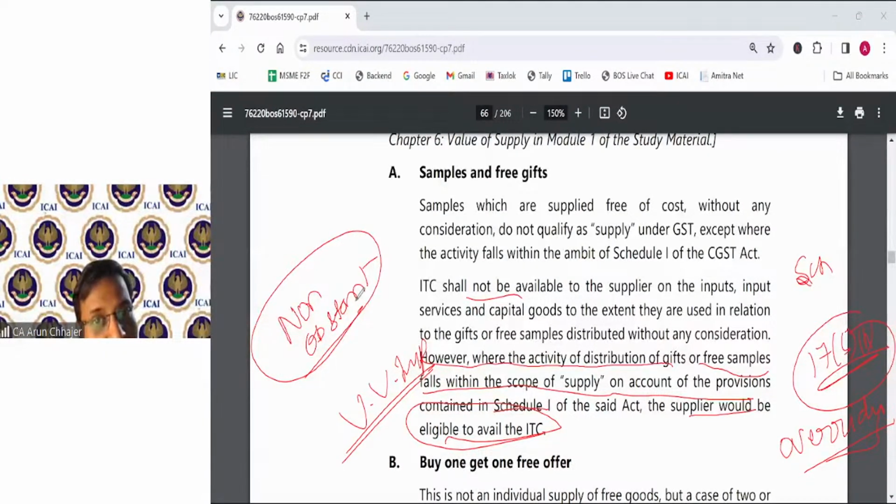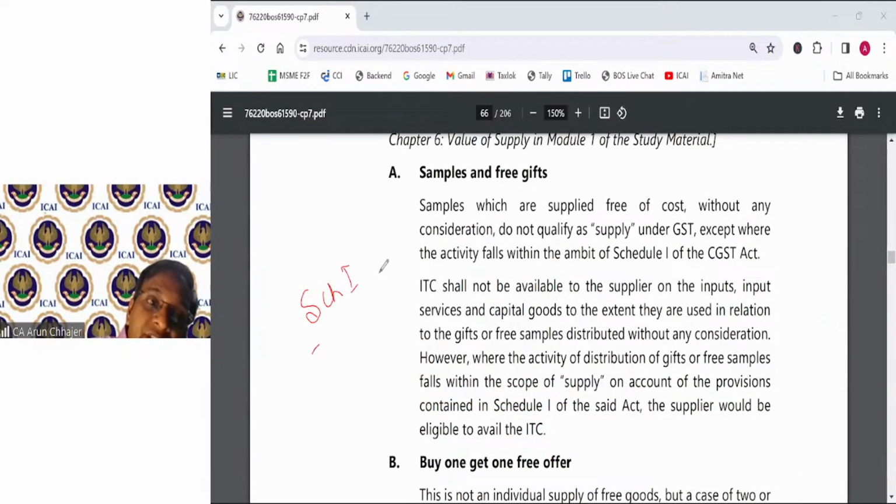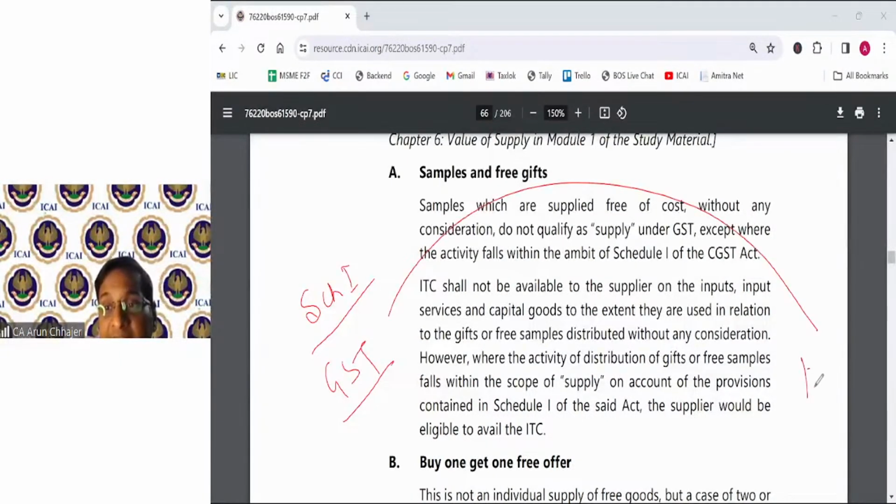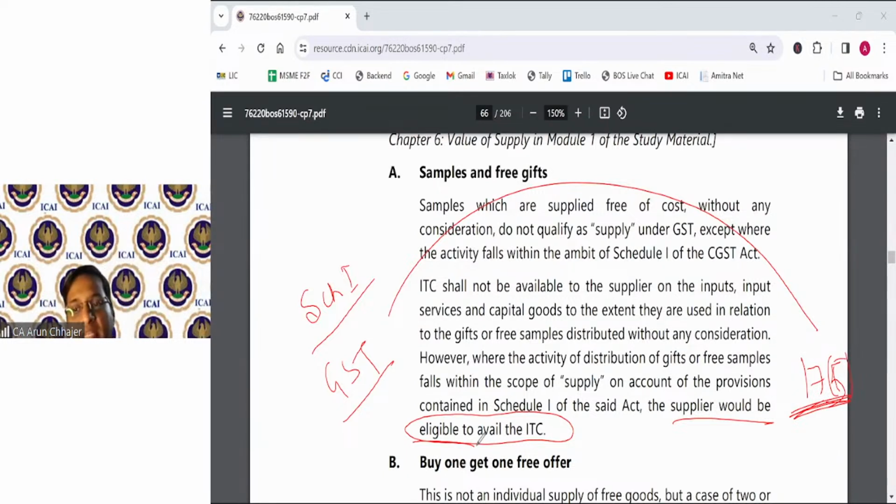Therefore, this circular has given a very clear picture that if some transaction becomes a supply by virtue of Schedule 1, you are paying the GST, then will you take the ITC? The doubt was because 17(5) starts with the words notwithstanding anything. So finally it says that the supplier would be entitled or eligible to avail the input tax credit. I hope it is clear. Please confirm once. This point is clear to all, I hope. Please confirm once.